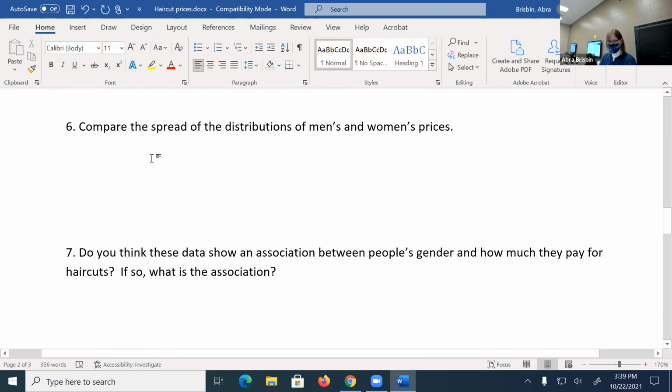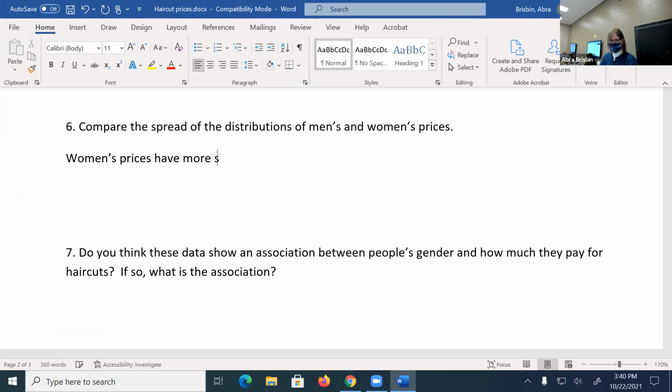Or spread. And we can see this in the range, the interquartile range, or if we had the data values, then we could compute the standard deviation.